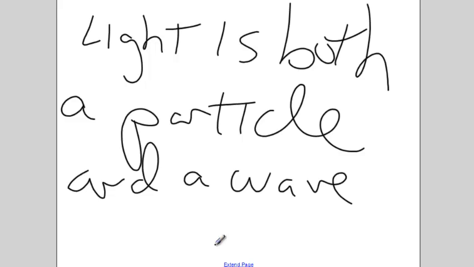And it's not like the photons come out in this wave pattern. That's not right. Okay? It is somehow, in ways we can't understand, both a particle and a wave, and we simply force it to act like one or the other in each of these different experiments.